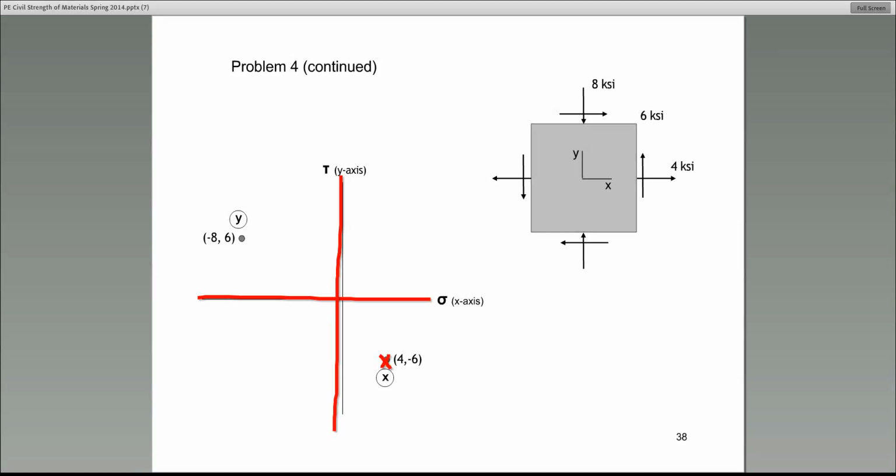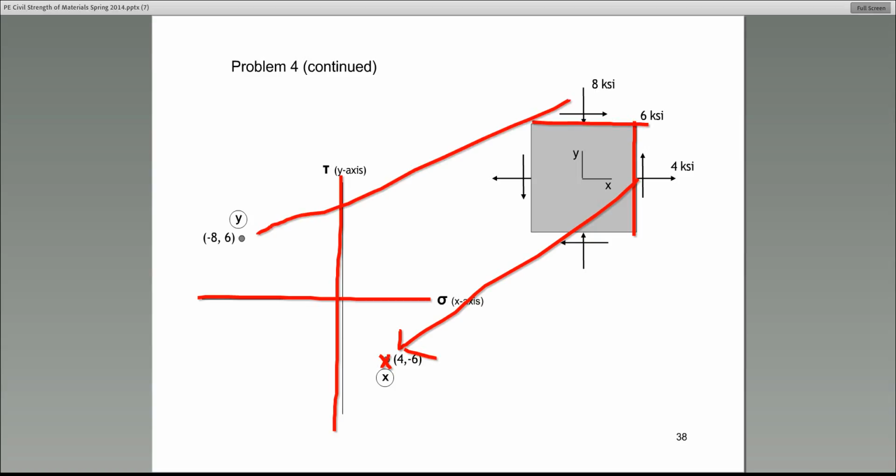4 and -6, I showed you how I created that. That point is that face. And this face here is this point here. So far, so good. So we just identified the coordinates and plot them on this xy coordinates. Now, what do we do next?